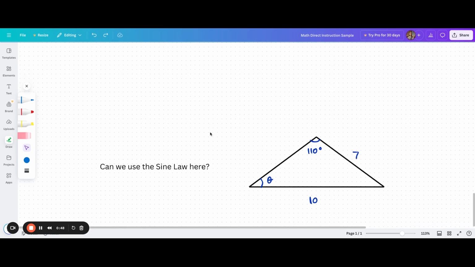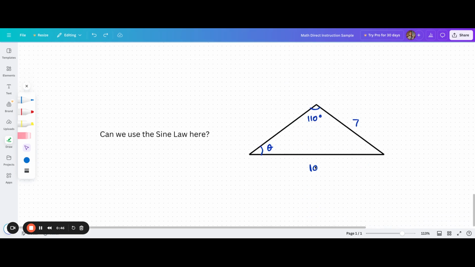And then another situation is this one here. Here I have a side length 10, and I have the angle opposite that side length, which is 110 degrees. And I have the second side length, and then I'm asking you to solve for this theta here. Can we use the sine law in this case to solve for theta? All right, I'd like you to go through those two tasks and prepare for next class, where we'll discuss this with more practice and more in-depth examination.